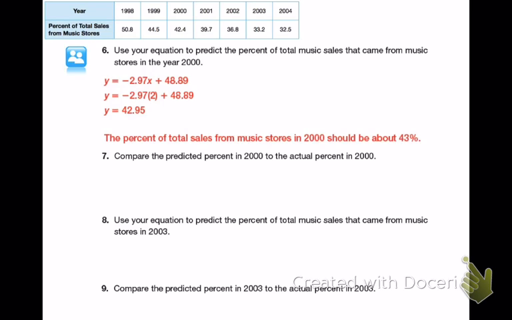So I'm going to write that out. The percent of total sales for music stores in 2000 should be about 43%. I'm just rounding that to the nearest percent.